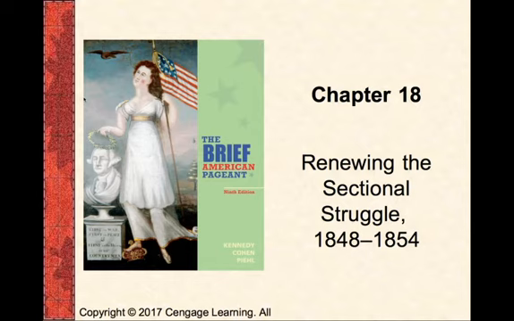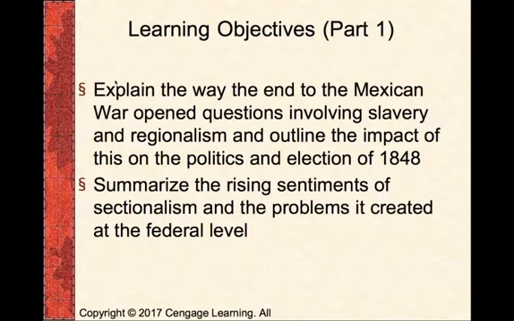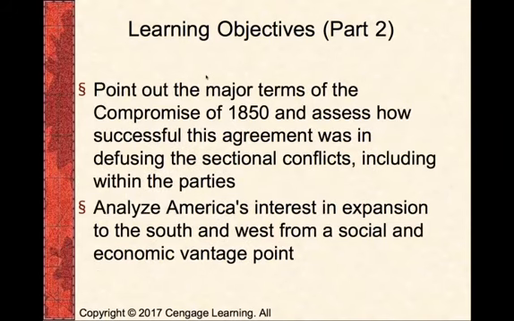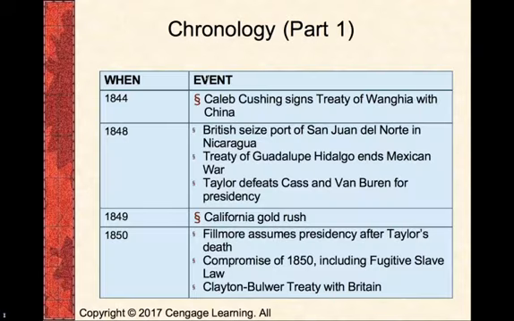Okay, chapter 18, Renewing the Sectional Struggle. This is found on page 282 of your book. We have learning objectives here, 5 of them. I'm not going to talk about them because these are the very same questions that you have for your weekly discussions or for your assignment. Here is a chronology of events, which I've included in this slideshow. It's also at the beginning of your chapter.